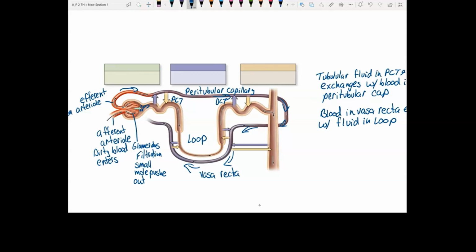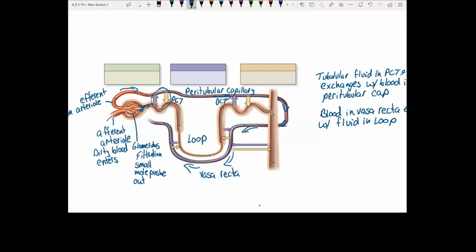You have dirty blood comes in right here through the afferent arteriole. It goes into the glomerulus. Then you sort that dirty blood into two piles. The small molecules come out and become filtrate. The large molecules stay in the blood and go in the efferent arteriole. The filtrate enters the proximal convoluted tubule, and now we call it tubular fluid. The blood flows into the peritubular capillary.